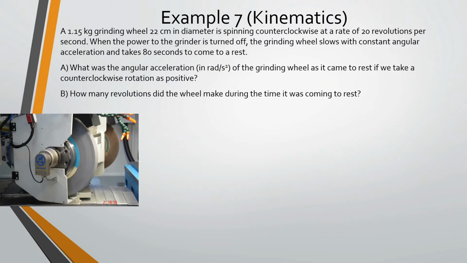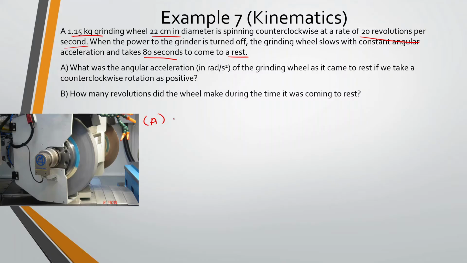All right. A 1.15 kilogram grinding wheel, 22 centimeters in diameter, is spinning clockwise at a rate of 20 revolutions per second. When the power to the grinder is turned off, let me underline certain things: 22, 20 revolutions per second. When the power to the grinder is turned off, the grinding wheel slows with a constant angular acceleration. It takes 80 seconds to come to rest. What was the angular acceleration of the grinding wheel as it came to rest, taking clockwise rotation as the positive? Okay, so let's see what we know.